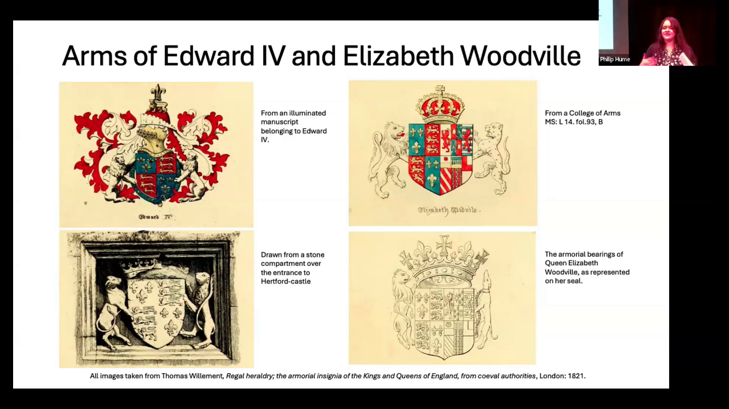So again, this is a really visual symbol that is being used in lots of different visual ways at this point, so that lots of different people would presumably have a chance to see this imagery and see Edward IV's connection to the Mortimers.